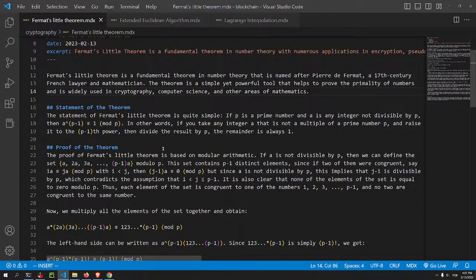The remainder of the division is 1. In other words, if you take any integer a that is not a multiple of a prime number p and raise it to the p minus 1 power, then divide the result by p, the remainder is always 1. It's kind of obvious though, isn't it? Because you're raising the number to the power p minus 1. Maybe it's not so obvious actually.